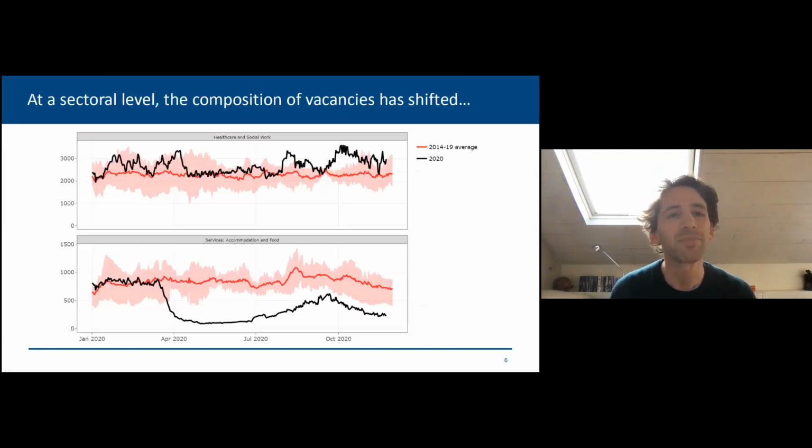Next slide, please. However, despite the recovery in overall numbers of job vacancies, we saw quite a big change in composition. The top chart shows healthcare and social work vacancies, and you can see that these have been really above historic average for much of this year, while the chart below shows that vacancies in accommodation and food services have not only dropped severely, but have not recovered anywhere close to a historic average.